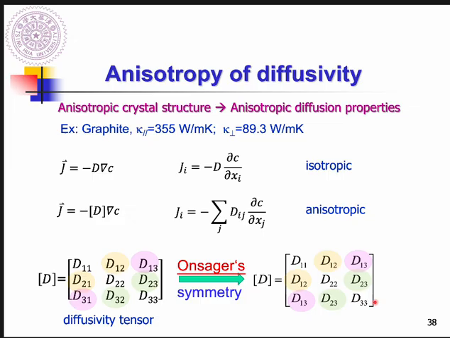So it turns out that if you deal with an isotropic crystal, then you use the scalar. If you deal with an anisotropic one, you need to have the diffusivity tensor. But I'm going to give you some cases: under what kind of conditions do we have the isotropic crystal?